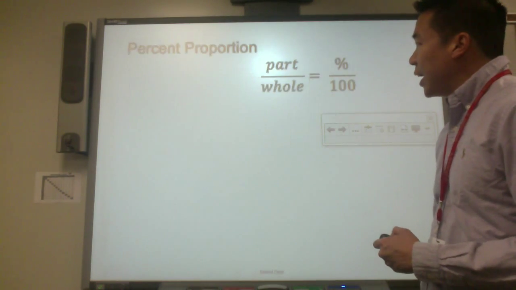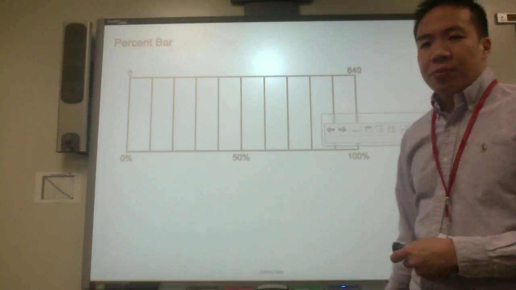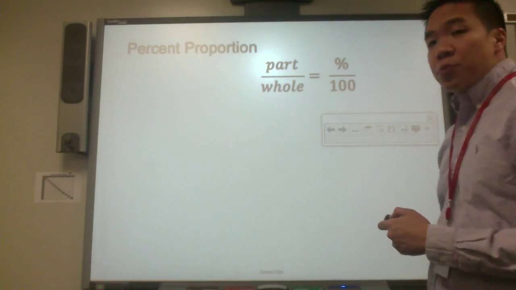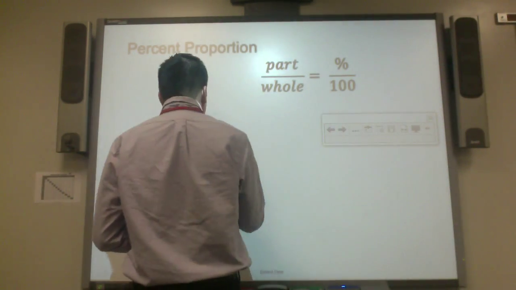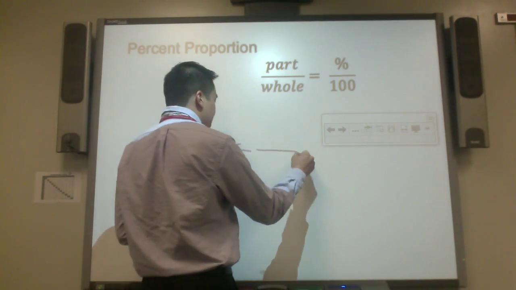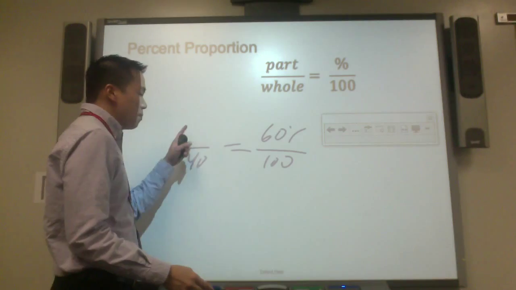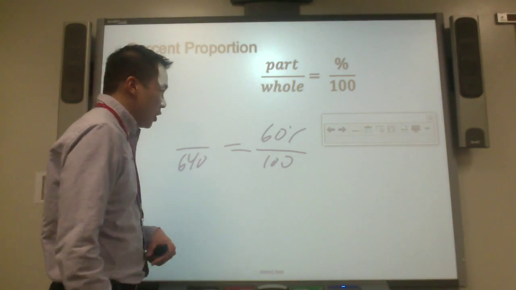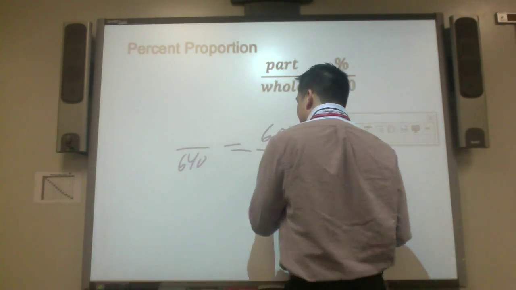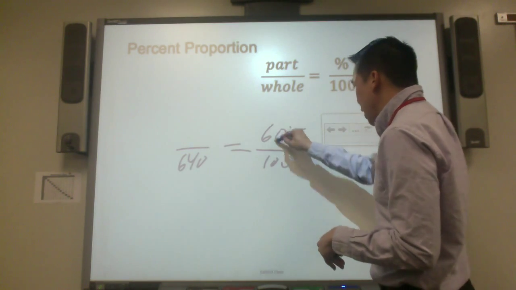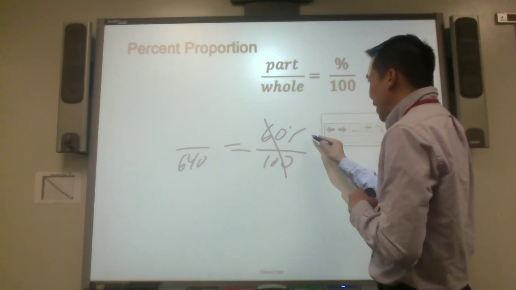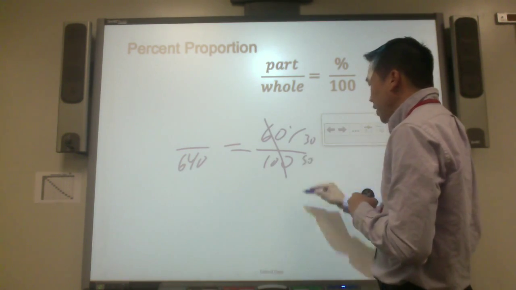What if you wanted to use the percent proportion? I know the whole school consists of 640 students. 60% of those students like hot lunch. What part of the 640 enjoy hot lunches? So can 100 be built up to 640? No. We can break it down to 30 over 50.